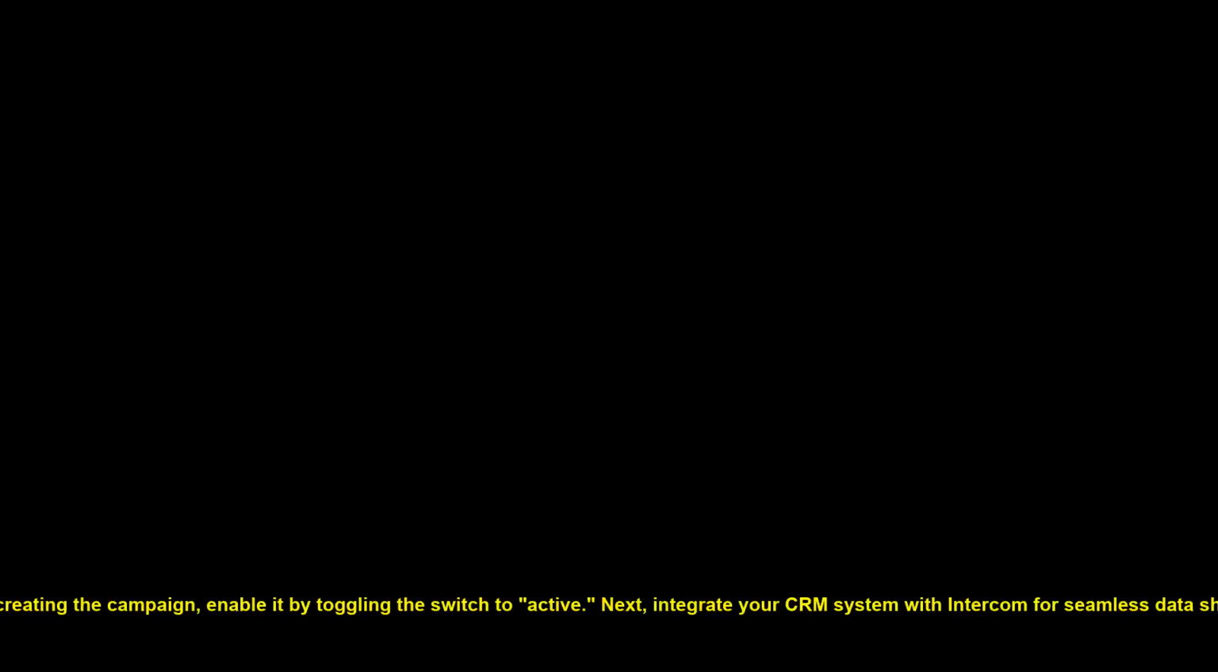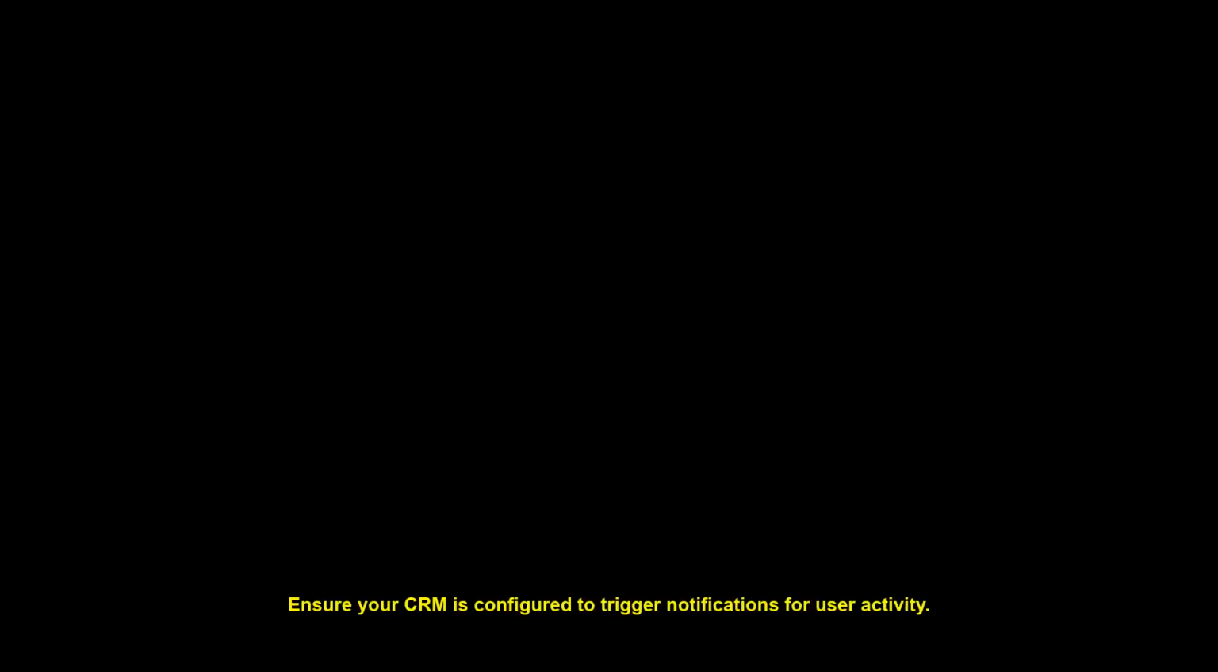Next, integrate your CRM system with Intercom. Return to the settings menu and click on Data and API. Select Data Sync and follow the instructions to connect your CRM. Ensure your CRM is configured to trigger notifications for user activity. Define the criteria for lead scoring to prioritize customers based on their interactions.